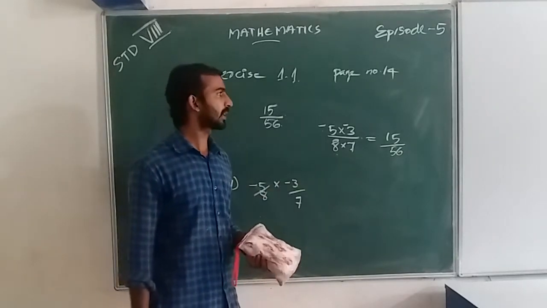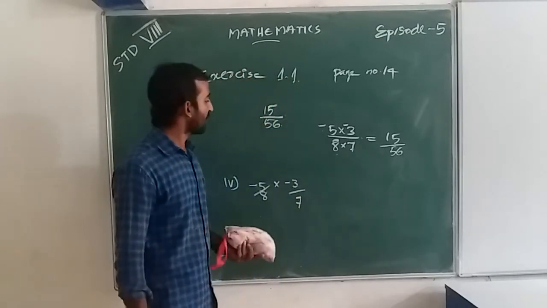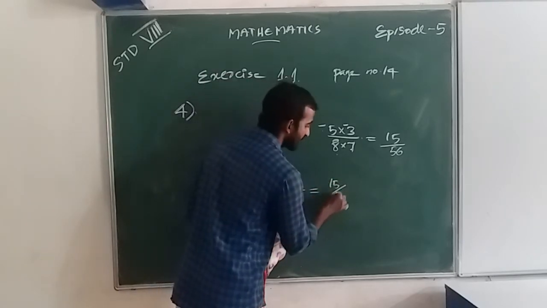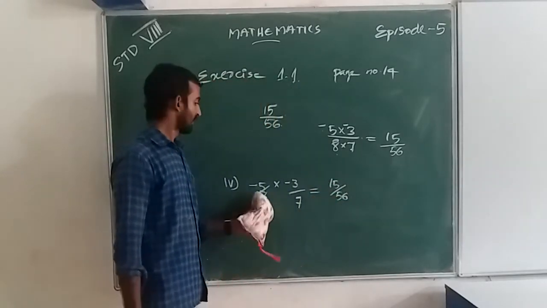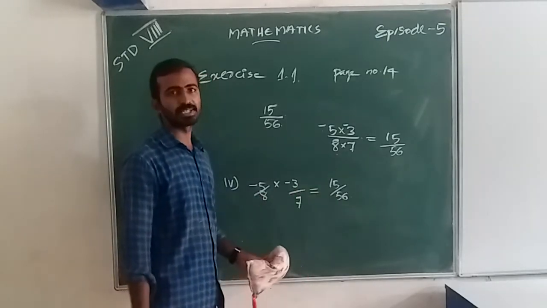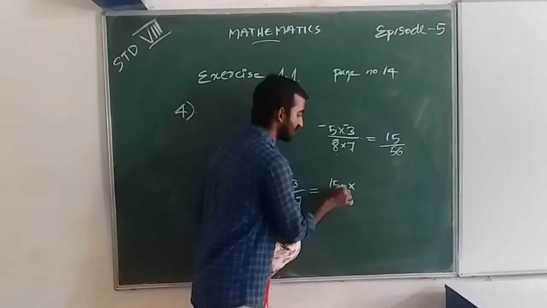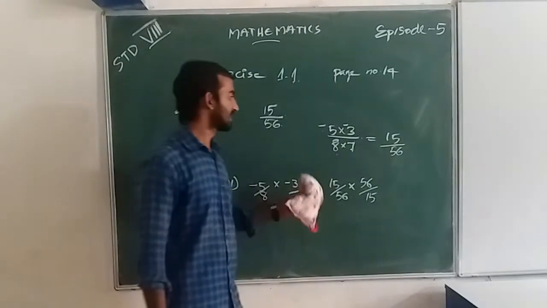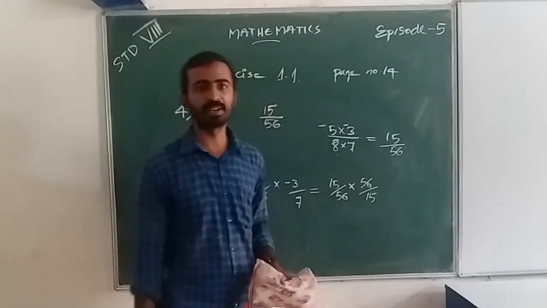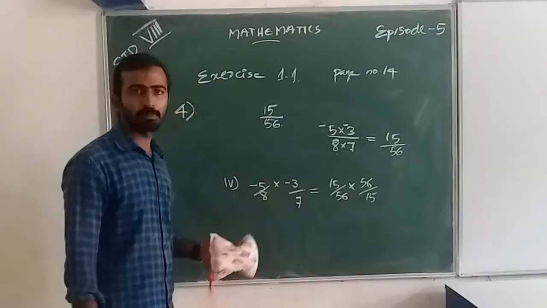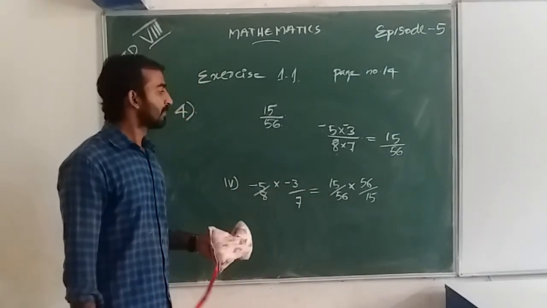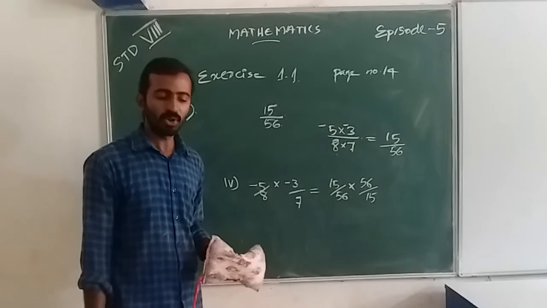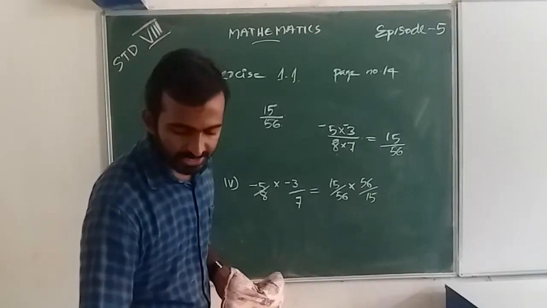56. Okay, next we want to find the multiplicative inverse of this. Here we have 15 by 56. The multiplicative inverse is its reciprocal. Its reciprocal is 56 by 15. That is, the multiplicative inverse is 56 by 15. 56 by 15 is the multiplicative inverse of 15 by 56. Is it correct? Can you understand?